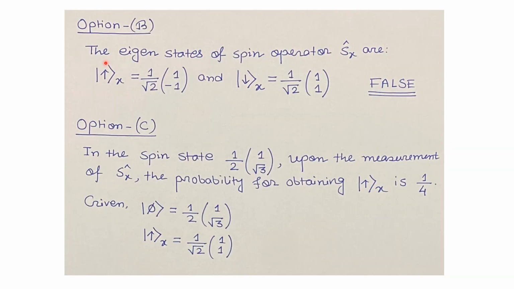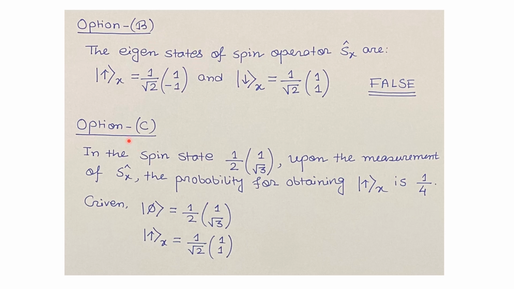Now option B is given: the eigenstates of this spin operator Sx cap are, for up spin, 1 by root 2 times the column matrix (1, minus 1), and for the down spin, 1 by root 2 times the column matrix (1, 1). So this is also false because for up spin it will be 1 by root 2 times the matrix (1, 1), and for down spin it will be 1 by root 2 times the column matrix (1, minus 1). So option B is false in this case.